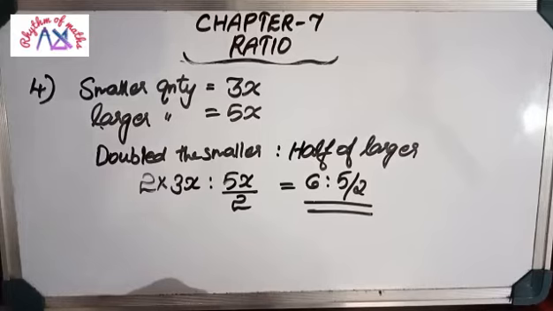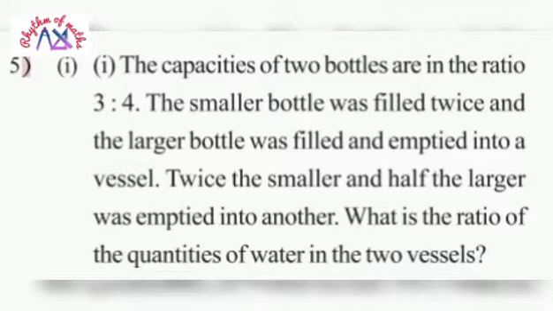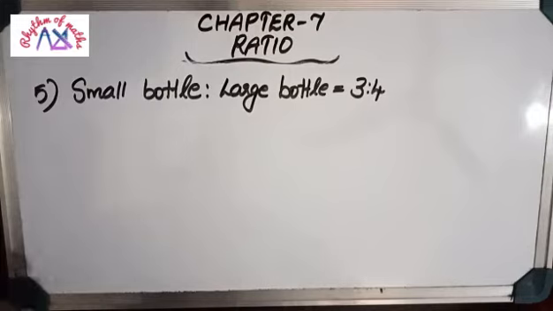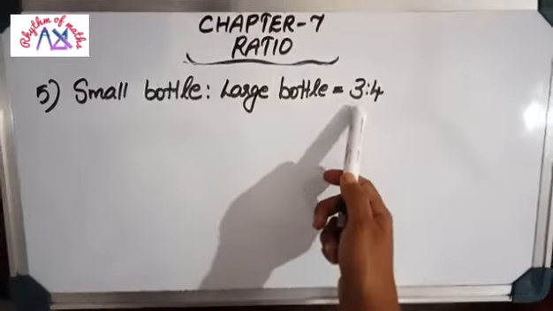Now let's do the fifth one. Question number 5. The capacities of two bottles are in the ratio 3:4. The smaller bottle was filled twice and the larger bottle was filled once and emptied into a vessel. Twice the smaller and half the larger was emptied into another. What is the ratio of the quantities of water in the two vessels? In this fifth one, it is given that the capacities of two bottles, one small bottle and one large bottle, are in the ratio 3:4.